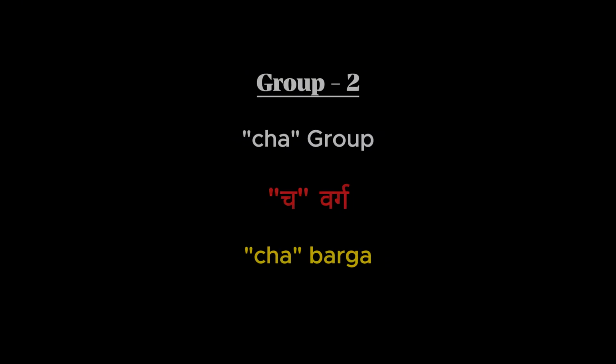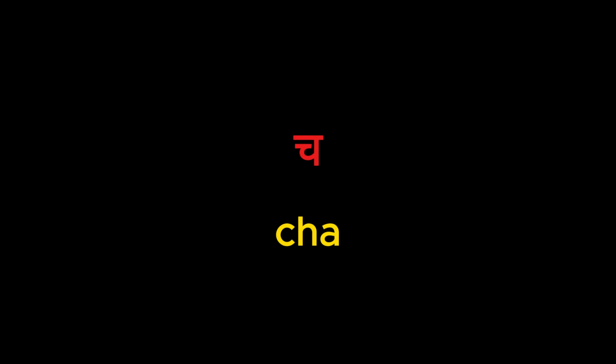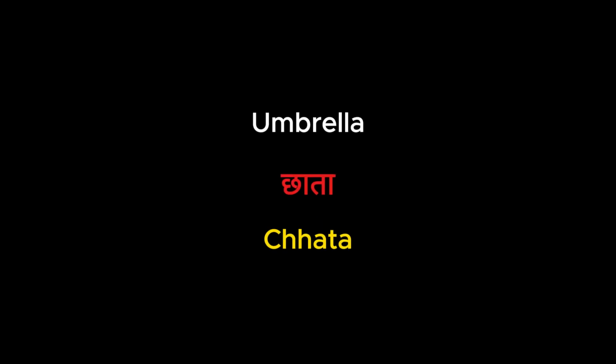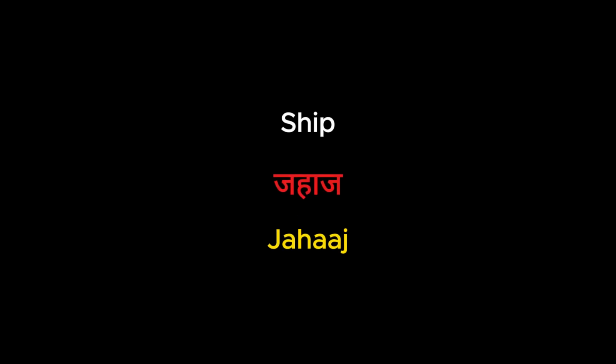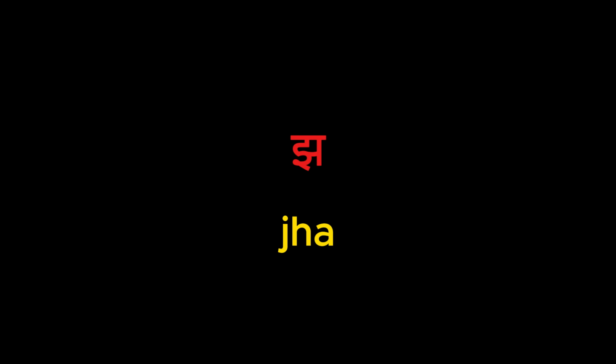Group 2 is Cha group. Cha Varga. The letters are Cha. Cha. The example word is Chara. Chara, which means bird. Cha. Cha. The example word is Chata. Chata, which means umbrella. Ja. Ja. The example word is jahaz. Jahaz, which means ship. Ja. The example word is charna.